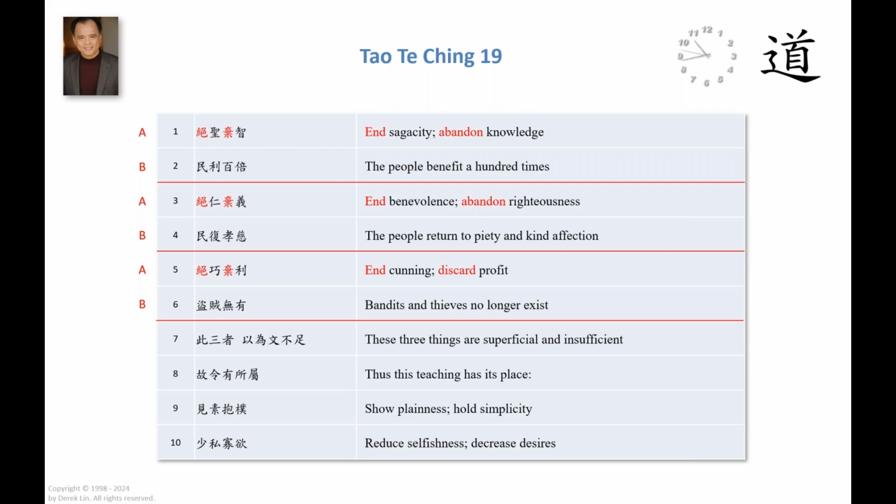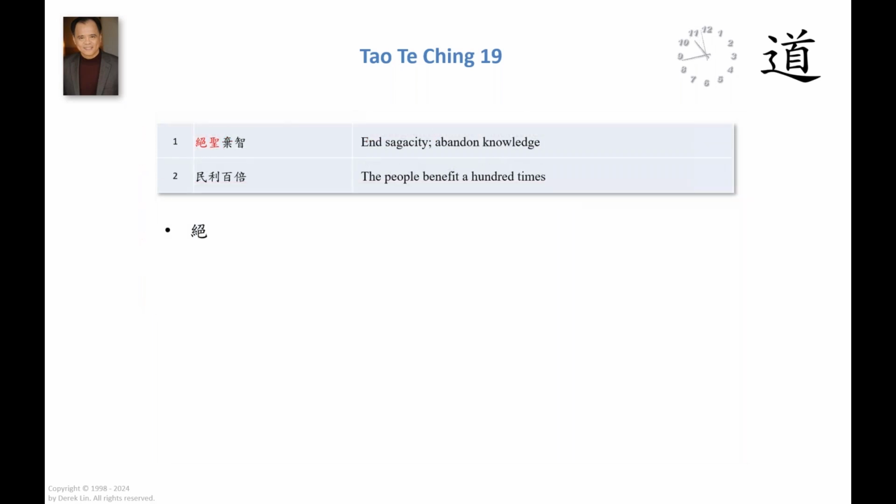Now, we can start our line-by-line analysis and discussion of this chapter, starting with the first line. The first line says, "Cut off sagacity, abandon knowledge." This has been the cause of much puzzlement for students of the Tao Te Ching for generations.